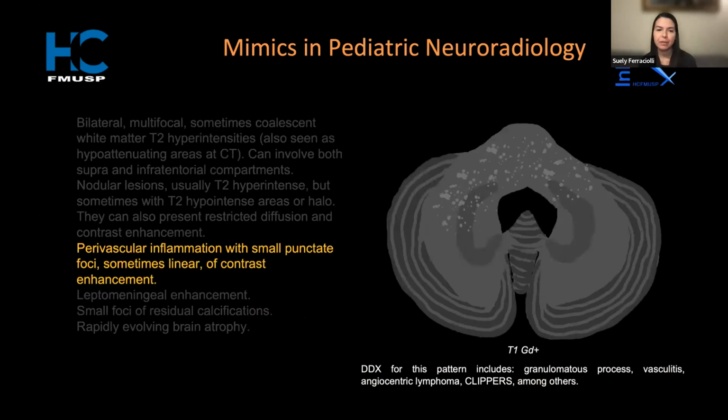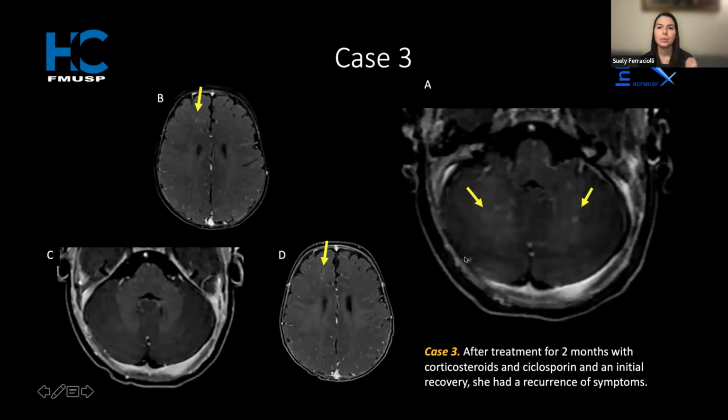So you may have this perivascular inflammation with these small punctate foci, and it can be a differential diagnosis for granulomatous process, vasculitis, lymphoma, the angiocentric form. So you need to think of HLH when you see this kind of pattern. So this child also had, is the same one from the last slides, but after they treated her, for 2 months, she started with a recurrent infection and had these enhancement foci, and after treatment with etoposide, it just vanished.